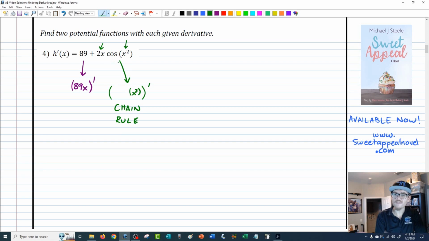As far as the other part, we ask ourselves, well, what function has derivative positive cosine? Like, what do we know that differentiates to positive cosine? And I'm hoping it's pretty positive in your head, or that you're positive that it's sine. So in a sense, what we have here, aside from these things being lined up really poorly, visually speaking or vertically speaking, we have 89x's derivative added to sine of x squared's derivative. And where this is going to lead us will be our two answers here. We're going to get 89x.